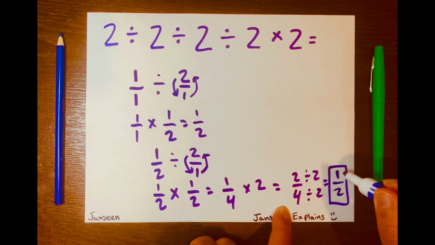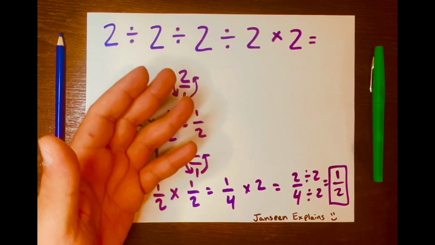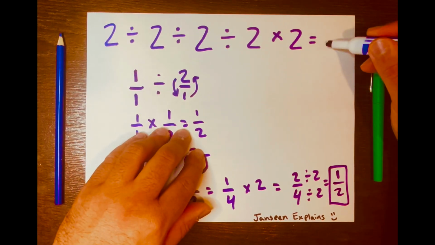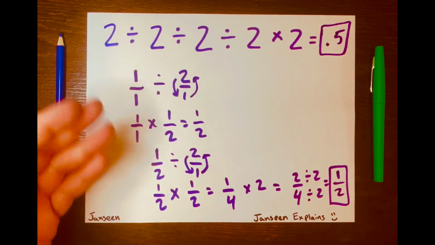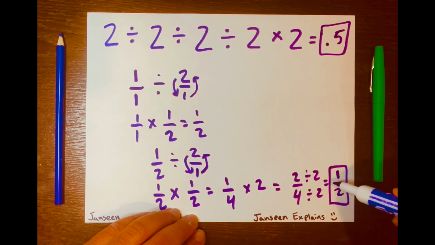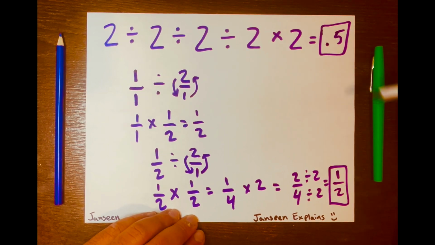So your answer is 1/2, and we know 1/2 equals 0.5. That's a decimal, so we're not going to use long division for that, but if you want to, you can go ahead and do it. But yeah, 1 over 2 is your answer, or 0.5. And there you go.